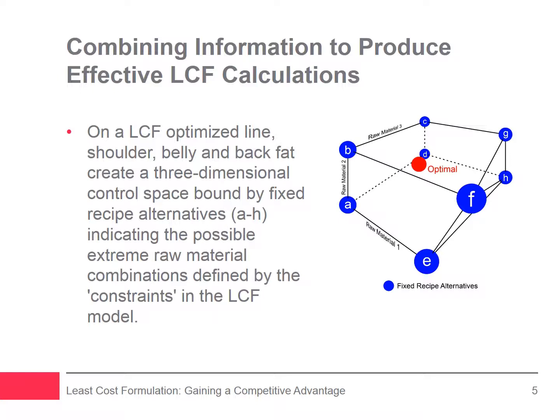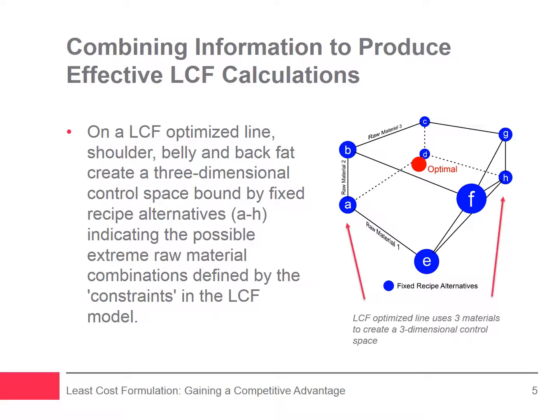On an LCF optimized line, the materials create a three-dimensional control space bound by fixed recipe alternatives, A through H, indicating the possible extreme raw material combinations defined by the constraints in the LCF model. The processor must define these constraints to ensure batch-to-batch recipe quality and specification performance is consistent. Examples of constraints include: can't use more than 10 tons of belly fat or must use at least 20% shoulder.